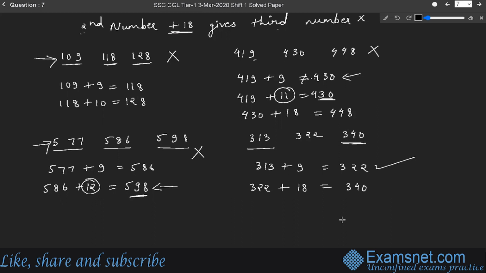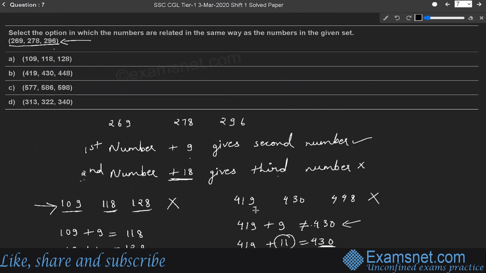So for these given three numbers, both parts of the concept are true. So we can say that these numbers satisfy the condition given in the concept. Okay. Or we can say that 313, 322 and 340 are related in the same way as the numbers are related in the given set. So for this question, the last option will be the correct answer. So the correct option is option D here. I hope you are clear with this question. The main part to remember is the concept that is used here. Okay.